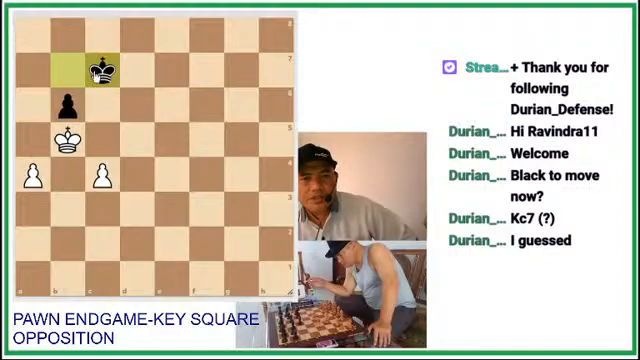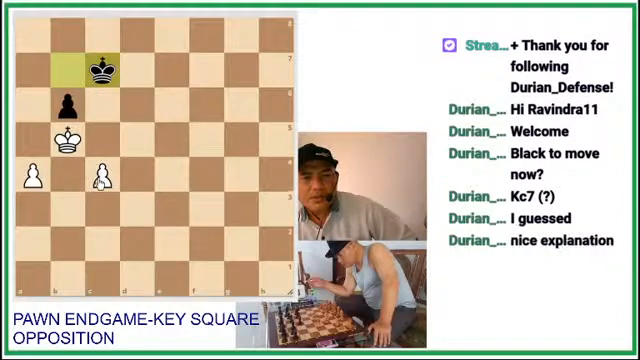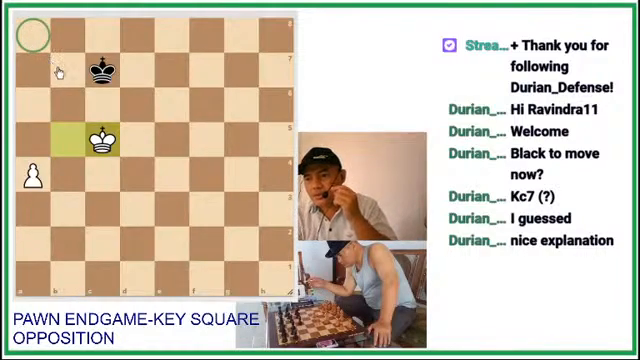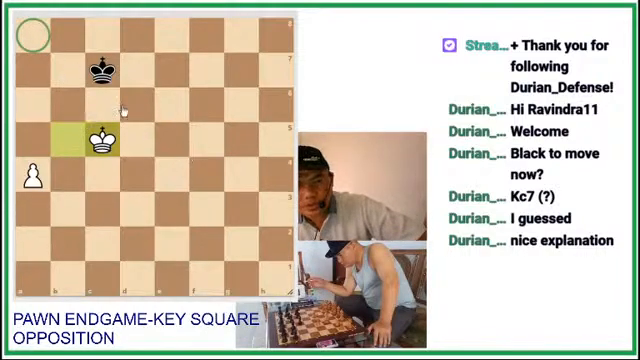The move is to go to c7. If this goes, black can take the pawn, and then even if white has the opposition, the pawn cannot go to the key square, to the promotion. Okay. Nice explanation, thank you, Durian.